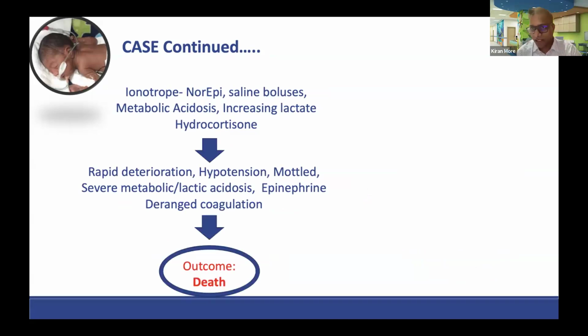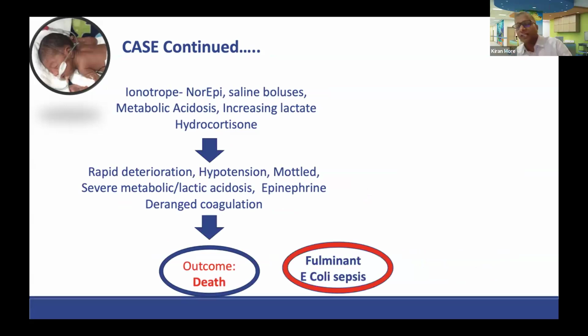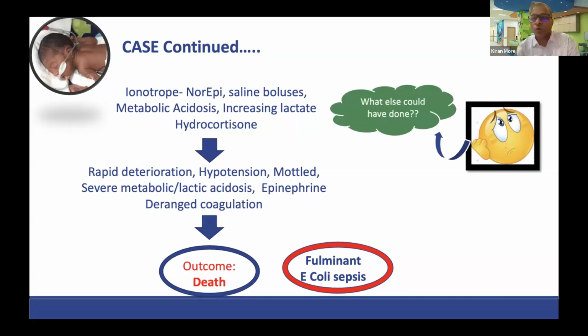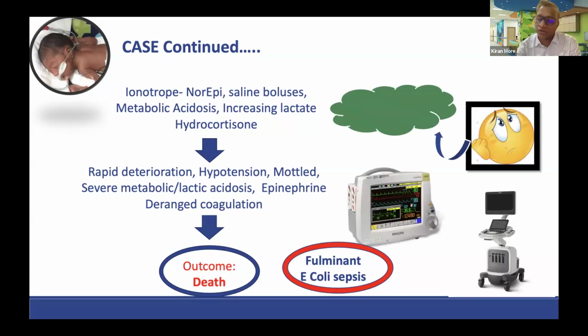And you wonder, the diagnosis was E. coli sepsis, fulminant E. coli sepsis, and it was an ESBL. Unfortunately, it was a very resistant bug. It didn't respond to the second line antibiotic we started. So despite all the efforts, we felt, okay, the baby died, and what else could we have done? We felt we did everything. Now, what went wrong? Why did we lose the baby? What could we have done better?